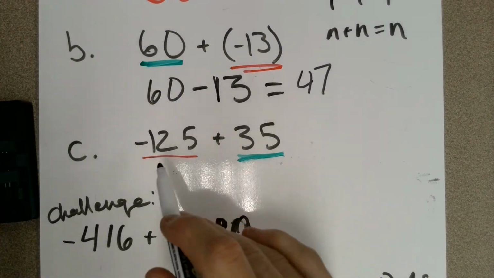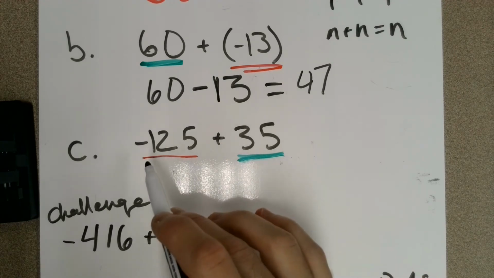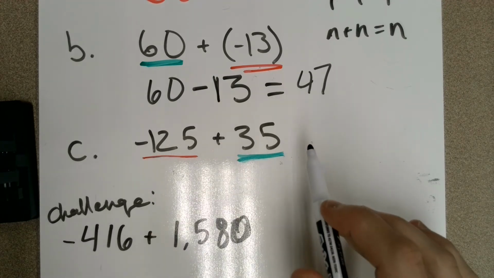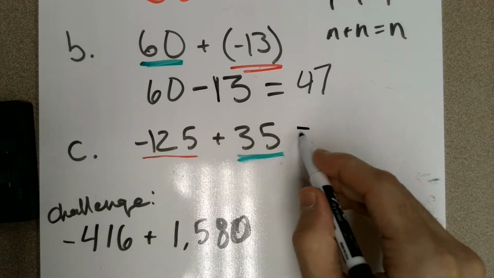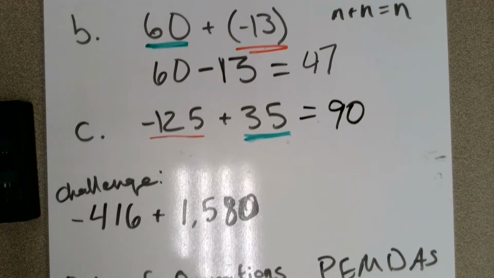I would like you to think of this as a negative plus a positive. And you know that when you have a negative and a negative, it's going to be a negative always. A positive and a positive equals positive always. So using that method that we just used, equal to 90.